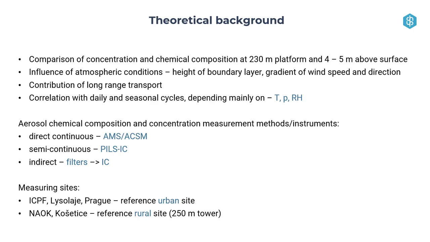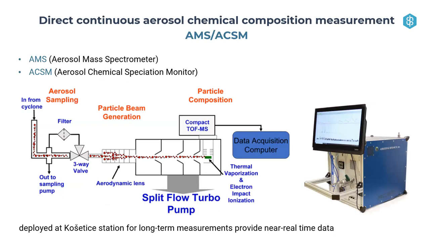250 meter tall tower. Regarding the direct continuous methods, we have the AMS, which stands for aerosol mass spectrometer, and the ACSM, aerosol chemical speciation monitor, which is basically a simplified, lighter, cheaper version of the aerosol mass spectrometer. The main difference is that the AMS can do particle size distribution and the ACSM does not.